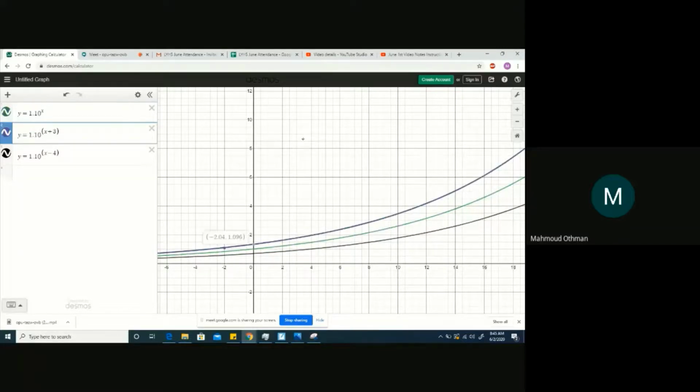That one looks like it's shifted 3 to the left, because negative 3 plus 3 makes 0. 1.1 to the 0 will make 1. And that's correct. So this one's shifted 3 to the left. Let's check out the x minus 4. He is shifted 4 to the right because 4 minus 4 makes 0. Anything raised to the 0 power is 1. And there you go.